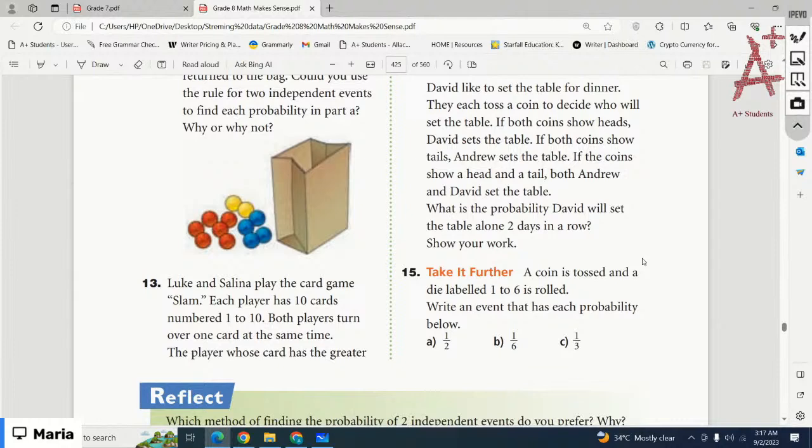Okay, you have to write down the events that have the probability 1 over 2, right? So if you get the probability of head, probability of tail, and probability of even numbers, they all are 1 over 2.